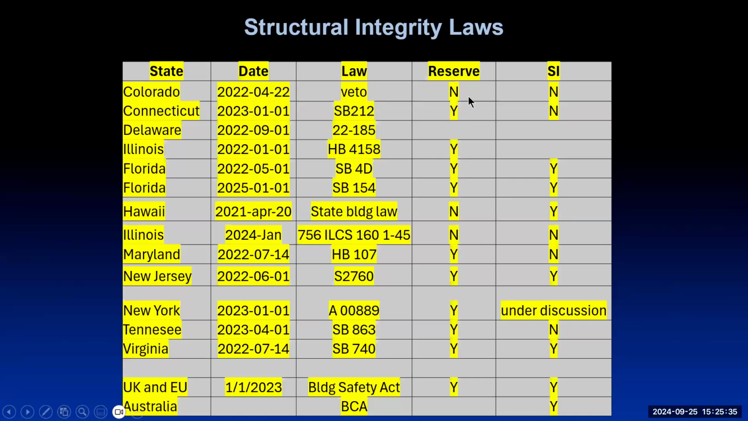So in Colorado, they don't. They have not ruled that there must be a reserve fund. Additionally, in Hawaii, there is no requirement for a reserve fund, nor in Illinois, where they have had a progressive collapse as well.